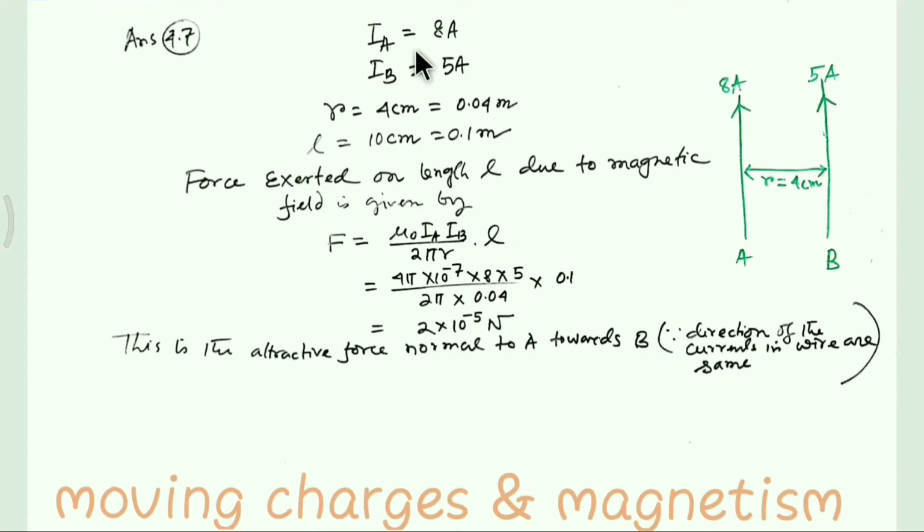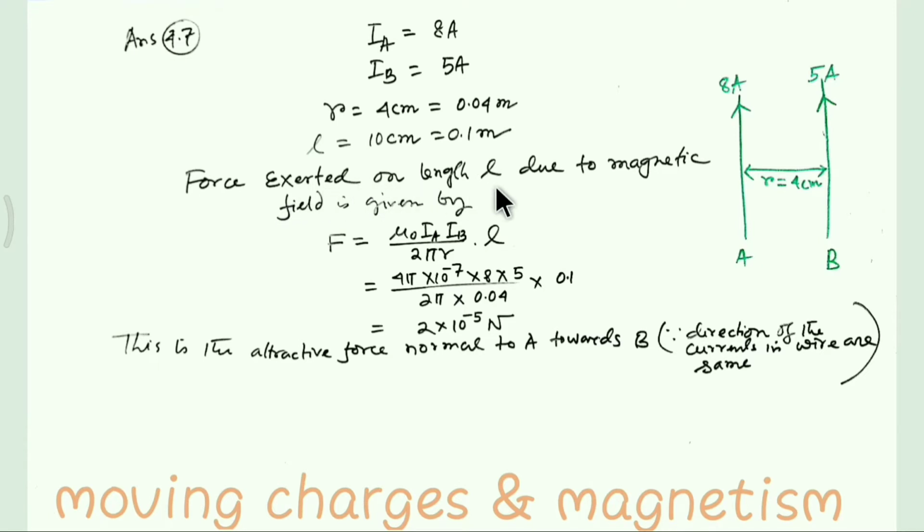Current flowing in the A wire. I have not written all the sentences, only symbols I have given you, but you have to write all the sentences. Current flowing in the A wire 8 ampere, you can see in the figure. Current flowing in the B conductor 5 ampere. Distance between them 4 cm, that is 0.04 meter. Length 10 cm or 0.1 meter. We have taken the length of the one wire according to the question. Force we have to calculate on that length, that is 10 cm.